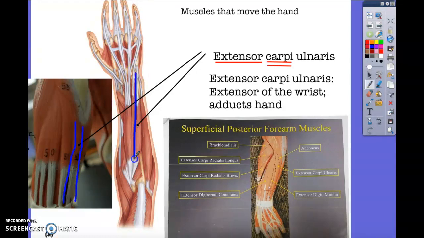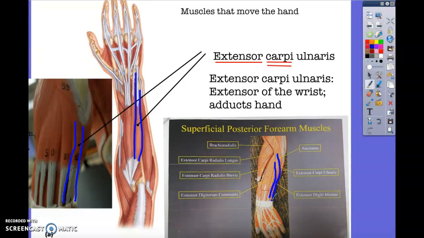And here it is. And extensor carpi radialis. Here's a longus and a brevis. Okay, we don't need to know the distinction between the two. Oh, that's not what I'm even doing. Hold on, back up. I wonder why that didn't match what I was about to say.